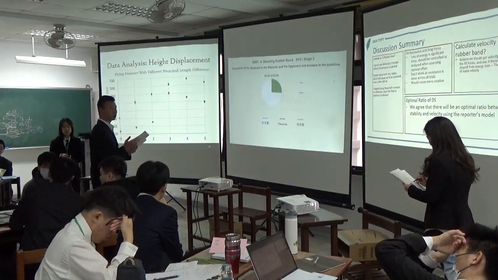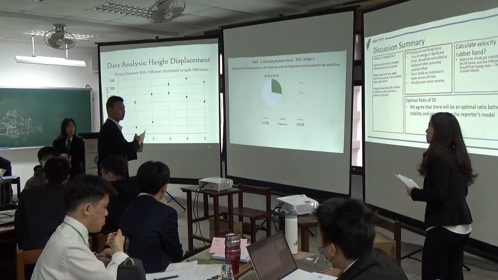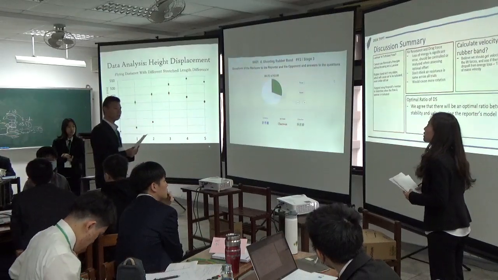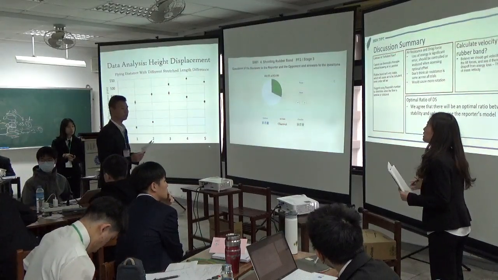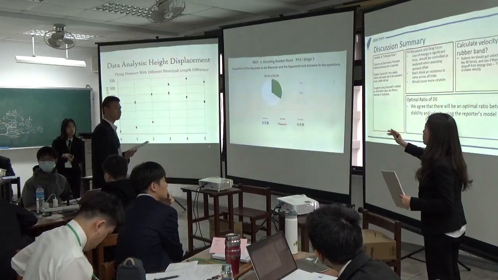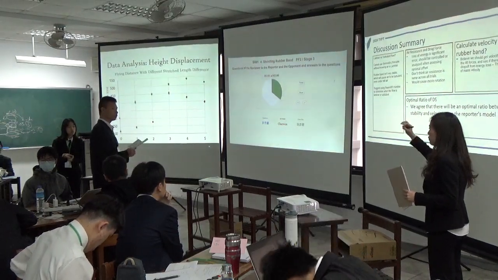I have a question for the opponent: what do you think of her experimental setup? Do you think there are areas for improvement? We definitely think there are areas for improvement, especially when calculating the velocity of the rubber band, because the reporter did not consider the center of mass of the rubber band.